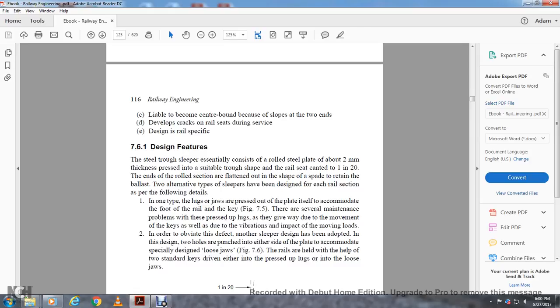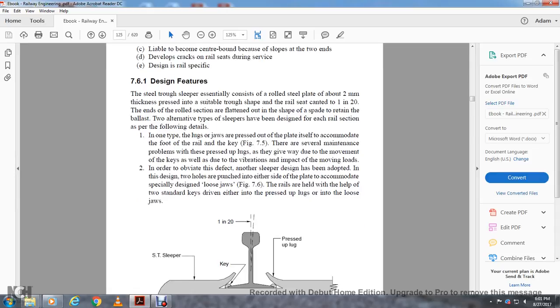In one type, the lugs with the jaw are pressed over the plate itself to accommodate the foot of the rail and the key. There were several maintenance problems with the plastic pads, as they give way due to the movement of the key and the vibration impact of moving loads. To obviate this defect, another sleeper design has been adopted, designed to hold punched holes on either side of the plate and accommodate a special design of loose jaws. The rails are held by keys driven in, either into the pressed up lugs or onto the loose jaws.